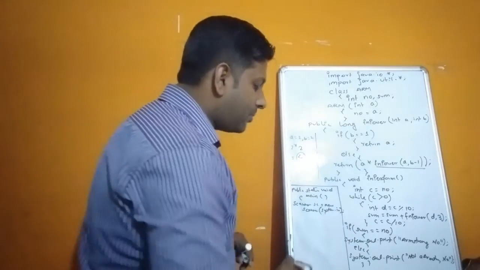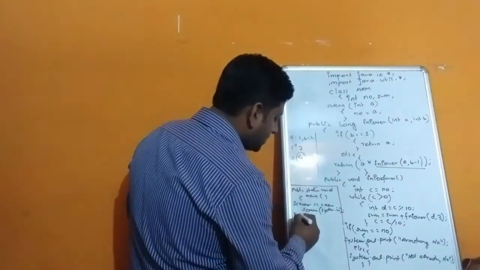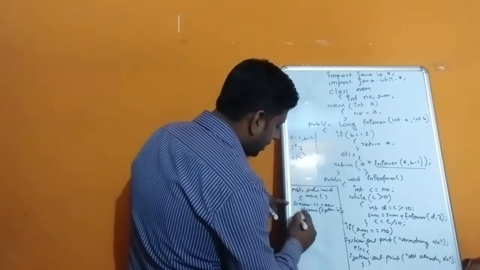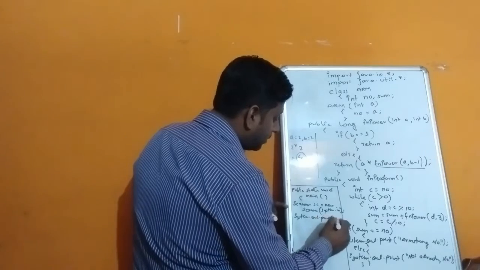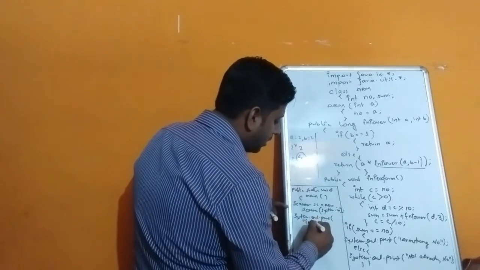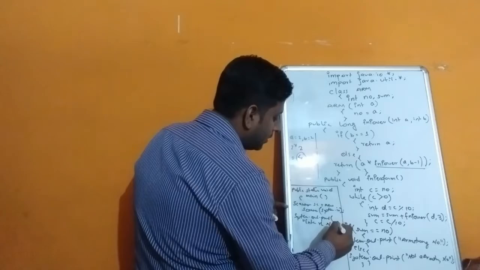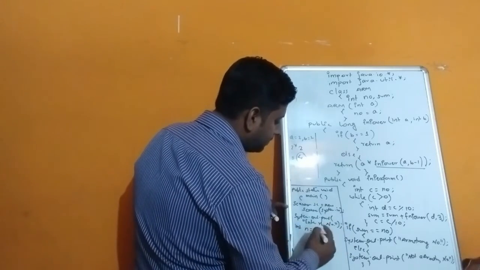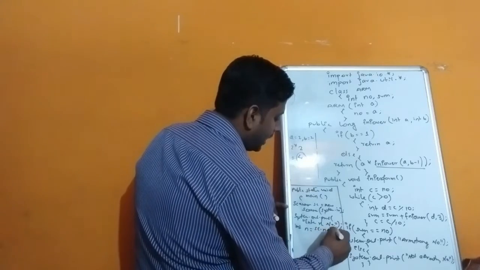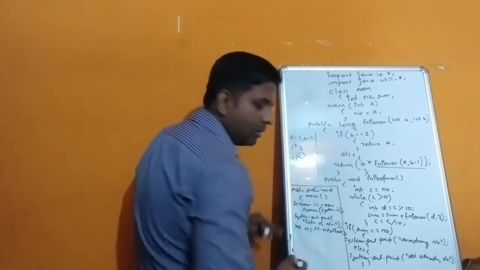Then we need to ask the number from the user. So I'm writing just SOP. Okay, System.out.print, or I can write it in full also. System.out.print, say "Enter the number". We'll take the number in int n, that is sc.nextInt. We'll ask the number here.